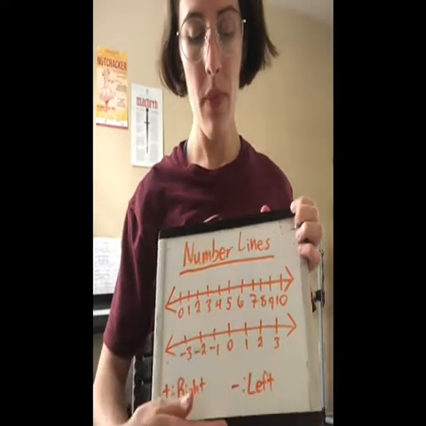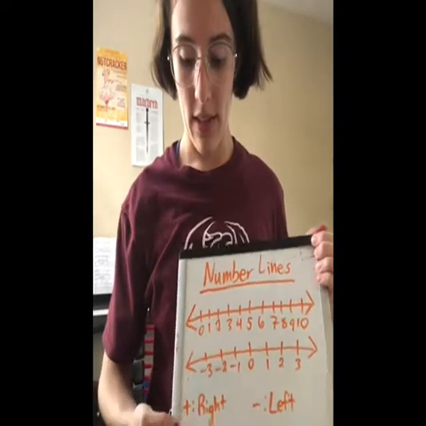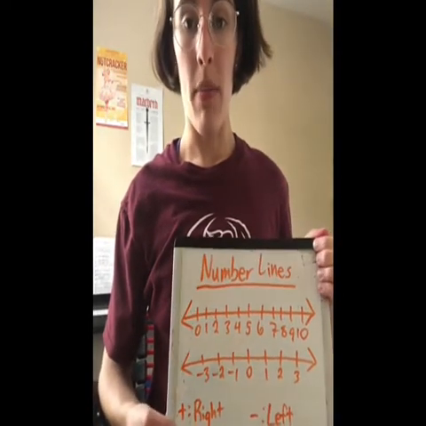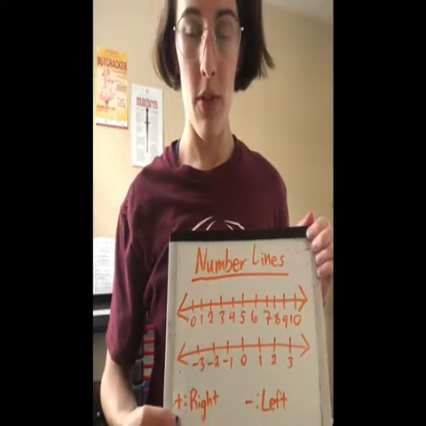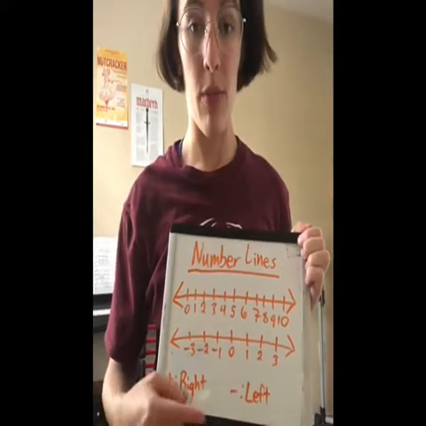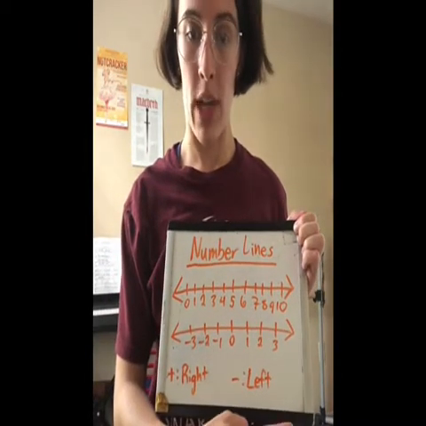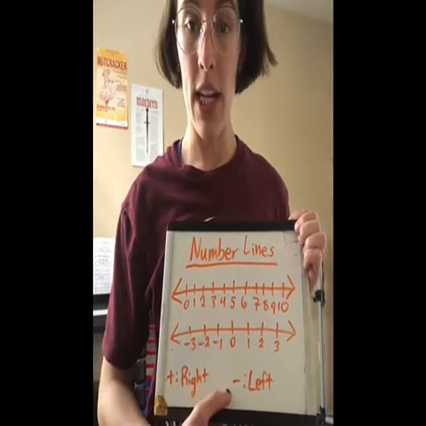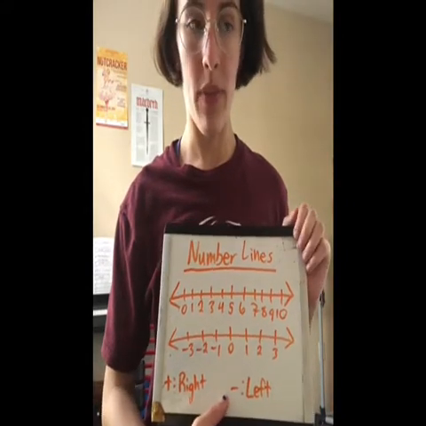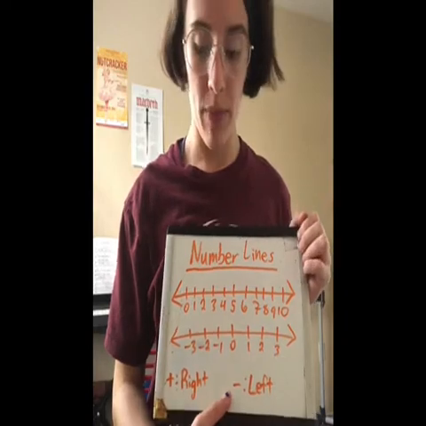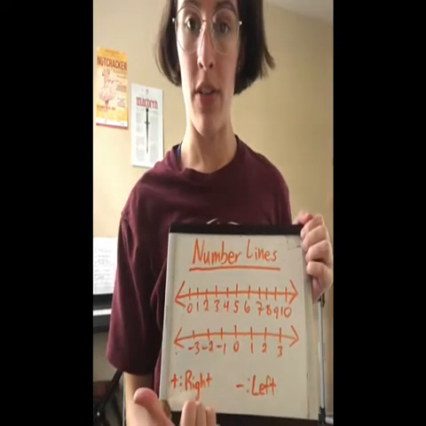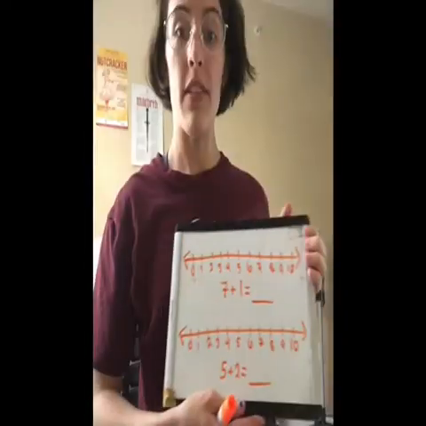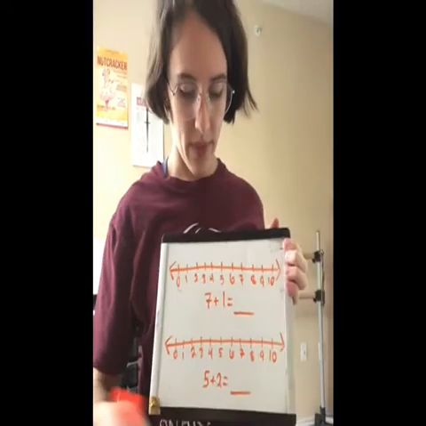A couple rules about number lines. Whenever you have positive numbers in your problem, so you're doing an addition problem, you're going to move to the right on the number line. And whenever you have negative numbers in your problem, or you're doing a subtraction problem, you're going to move to the left on the number line. So let's do some example problems.